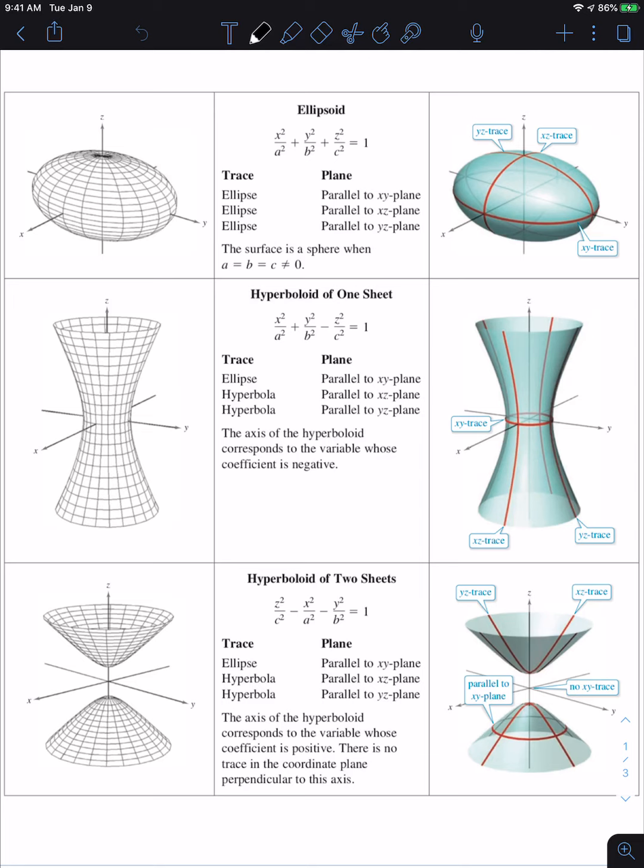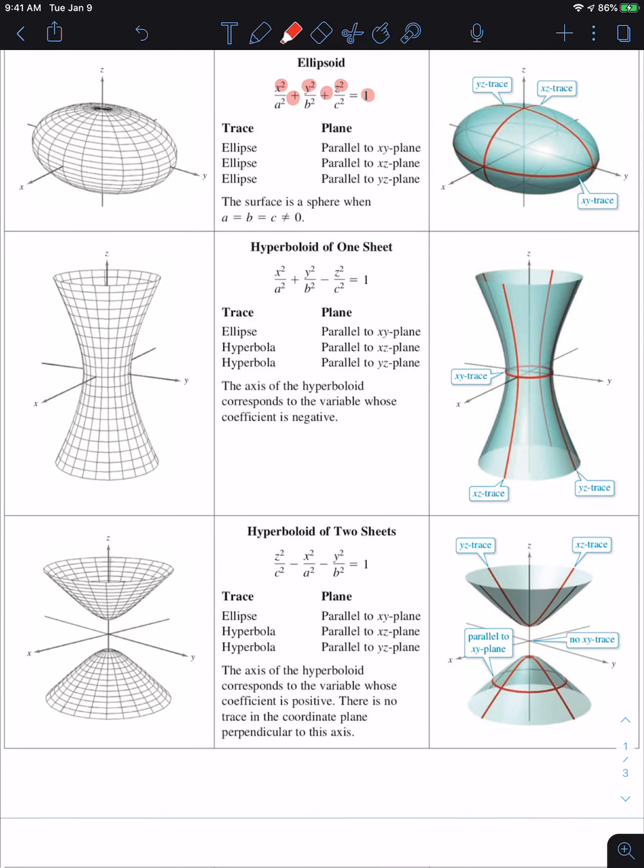Okay, so an ellipsoid is like the three-dimensional version of an ellipse, like an oval. It looks like x squared over a squared plus y squared over b squared plus z squared over c squared equals 1. Important things to remember: I have x squared, y squared, z squared all here, these are all pluses, and I have a 1 on the other side. Then you see the pictures on the left and right of what one of those looks like.